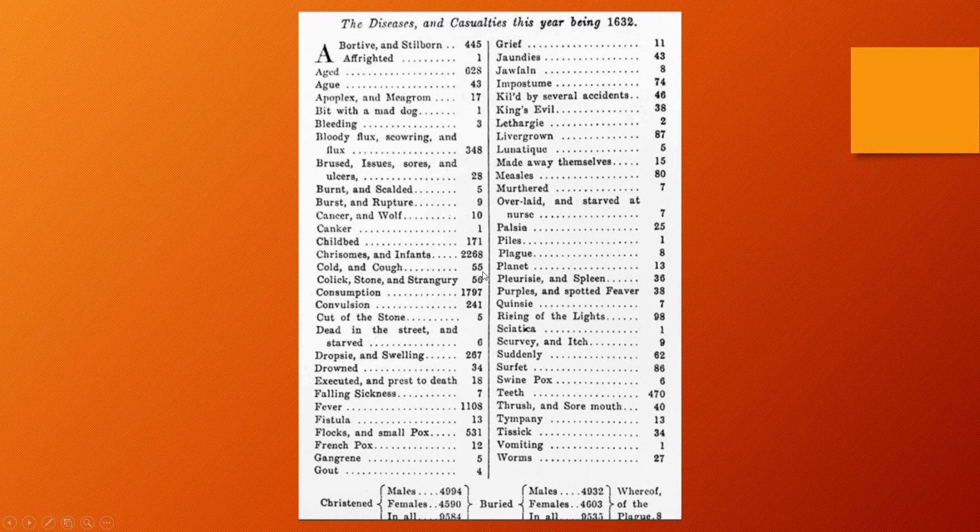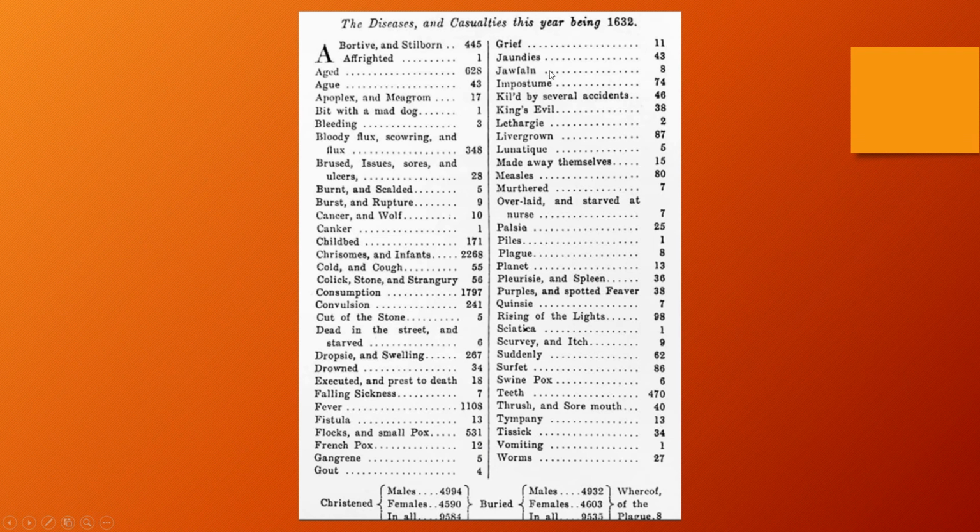Lots of coughs and colds, consumption, so maybe like obesity, cut of the stone. Somebody hit him with a stone. I don't know. Dead in the street and starved. 6 people. Executed and pressed to death. That was a bad way to go for 18 people. Fever, fistulas, smallpox, Frenchpox, gangrene, gout, grief. 11 people were so sad they died.